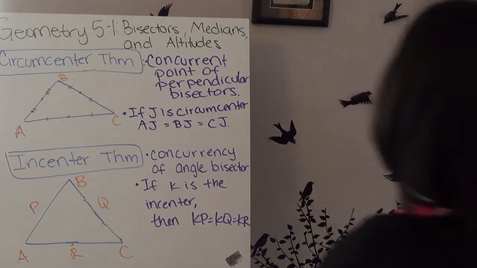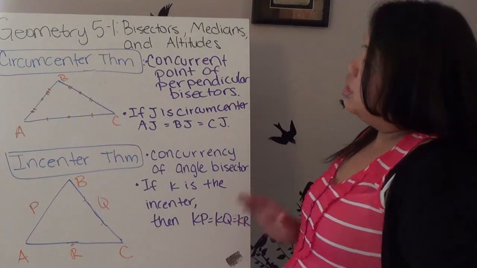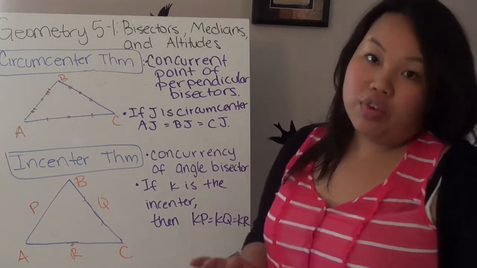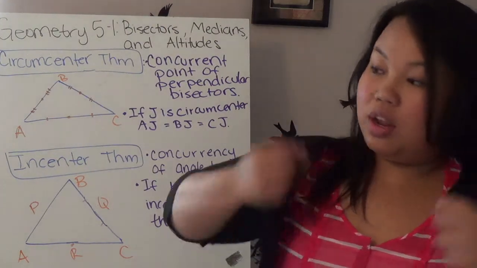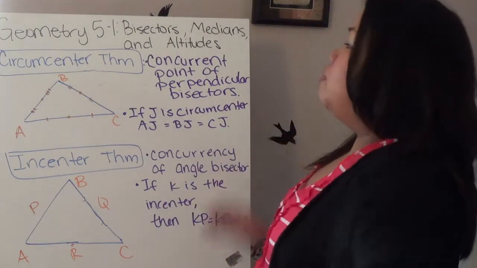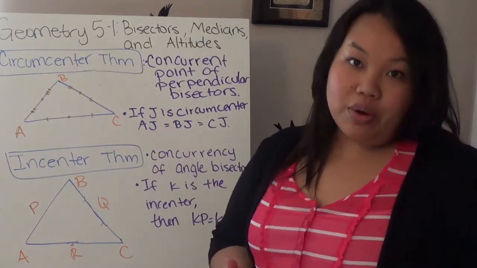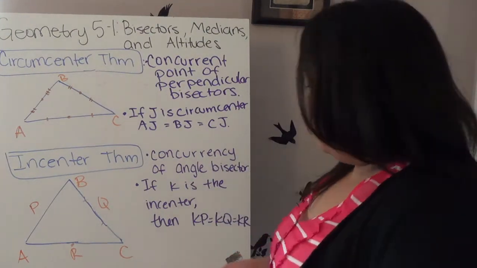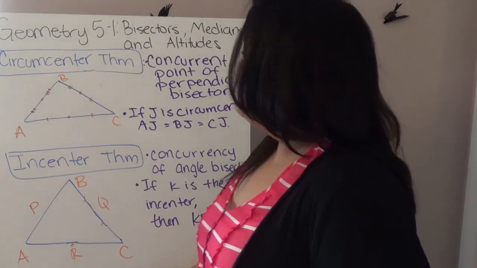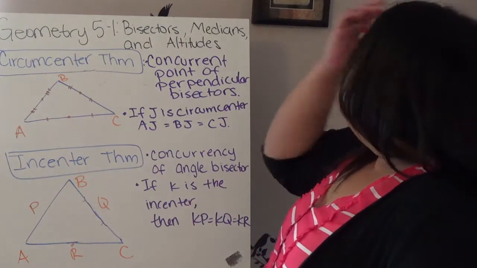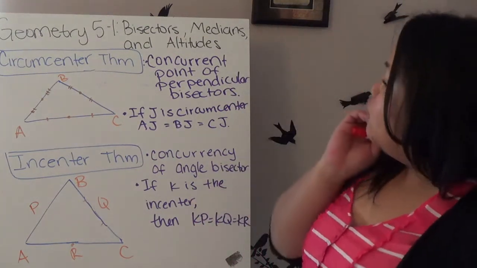Geometry section 5.1 deals with bisectors, medians, and altitudes. Now there is a lot of vocabulary words on this one. I apologize guys, but please make sure that you are familiar with them and that they're on your notes for the next class period. We come up with 3 new theorems and a whole bunch of new words.